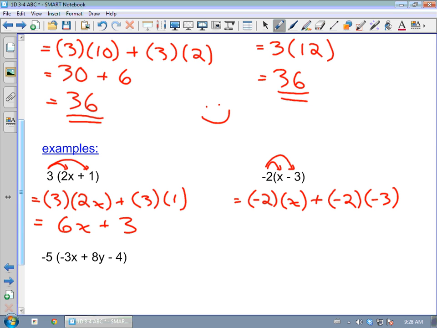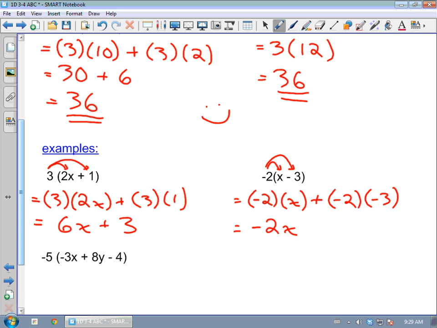Just like when we were moving around those terms when we were collecting like terms, I'm going to treat this sign in here like it goes with the term after it. So I'm going to see this x minus 3 as an x and a negative 3. And then I'm going to do my multiplication. Negative 2 times x is going to give me negative 2x.